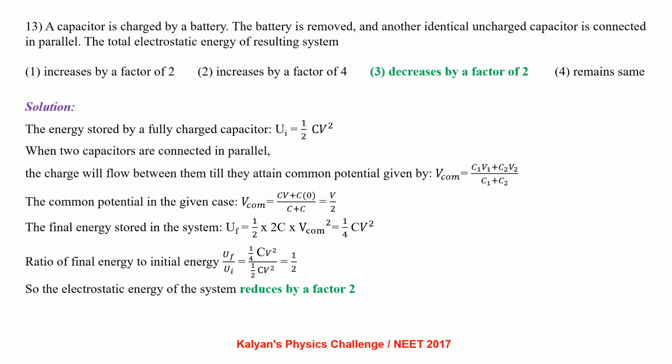Now the final energy stored in the system is half CV square again. Here C is 2C as the two capacitors are connected in parallel. V common, just now we have calculated, comes out to be V by 2. So we get final energy stored in the system as 1 by 4 CV square. As we take the ratio of the final to initial energies, we get U final to U initial equal to 1 by 2. So the electrostatic energy of the system reduces by a factor of 2.